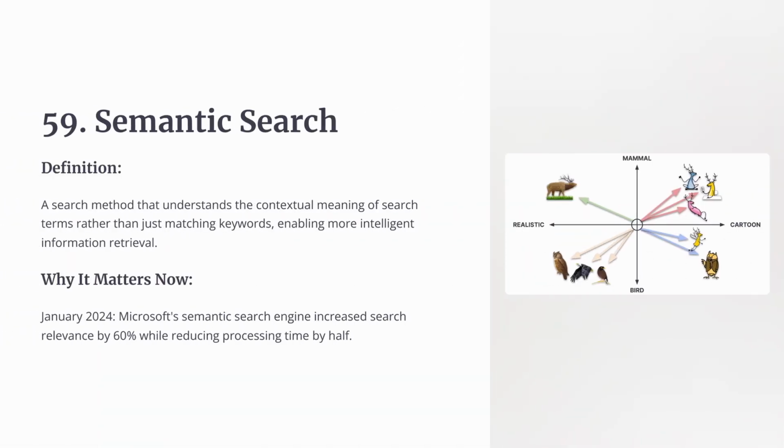Semantic search is a search method that understands the contextual meaning of search terms rather than just matching keywords, enabling more intelligent information retrieval. This is the difference between a friend who actually understands your question versus someone who just matches keywords. Microsoft's advancement means their search engine now truly understands what you're asking for, not just what you're typing. It's like having a research assistant who really gets what you're looking for.